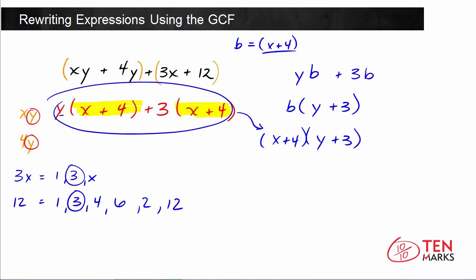So although at face value it didn't seem like we could factor this beyond the two groups that we had done, in fact we could, right? And that was because we saw that we ended up with the same binomial being multiplied by coefficients once we did the first step of factoring.